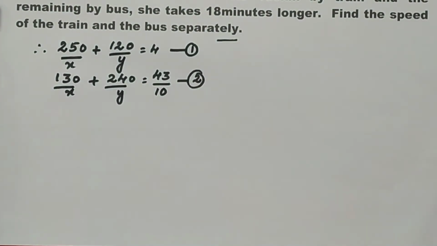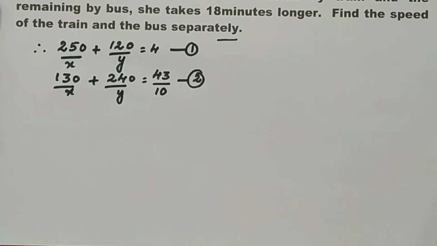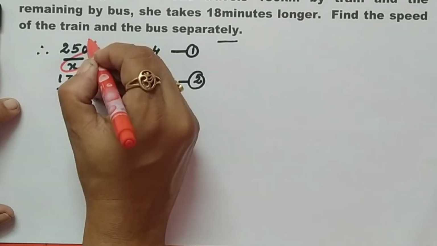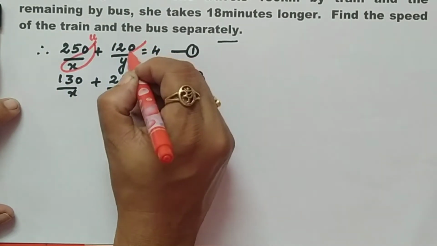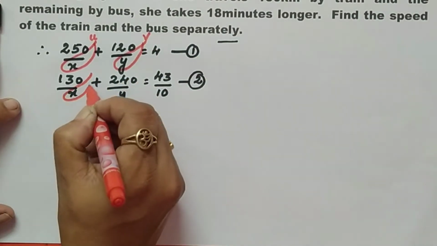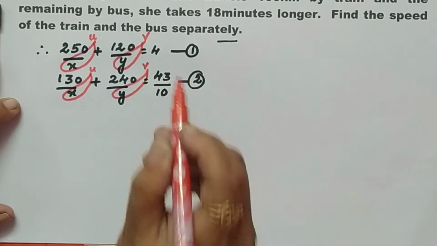Now I am going to solve these two equations. Looking at this, you get a clear idea. They are equations reducible to linear form. Why? 1 by x comes in the denominator. The variable x is in the denominator. So make a substitution: 1 by x as u and 1 by y as v. Here also, 1 by x as u and 1 by y you need to substitute as v.